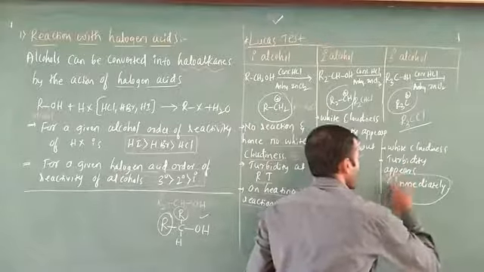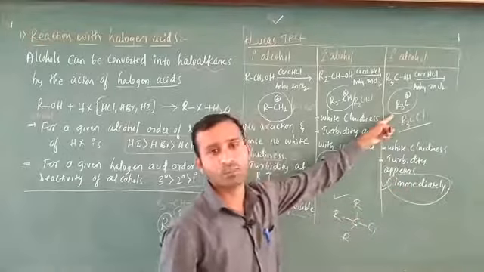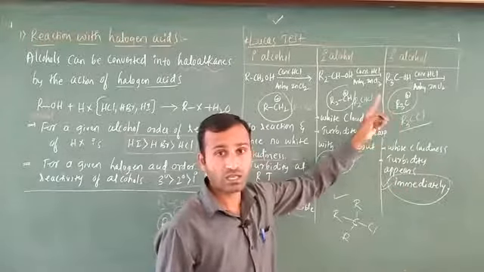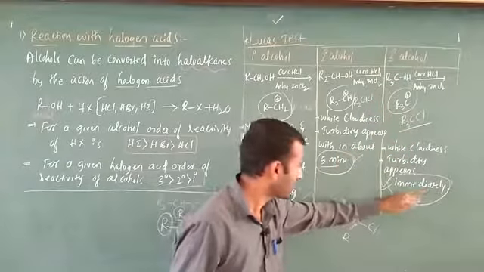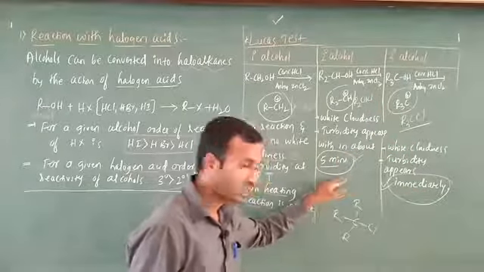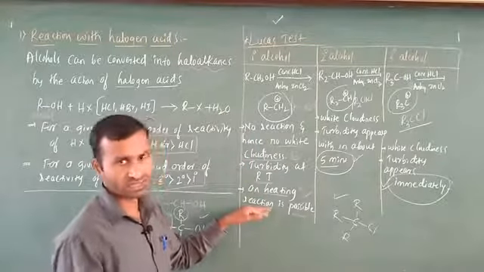This is important. Why do you get it immediately? Because the tertiary carbocation is more stable. This is immediately, this is after 5 minutes. On heating, we have to supply some amount of energy, then only we are going to get this one.